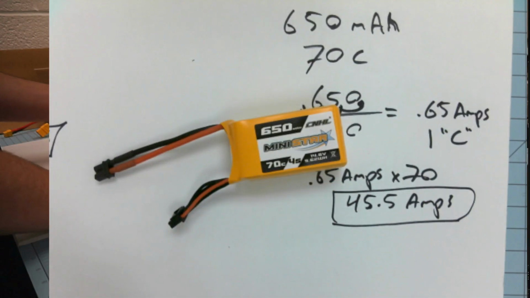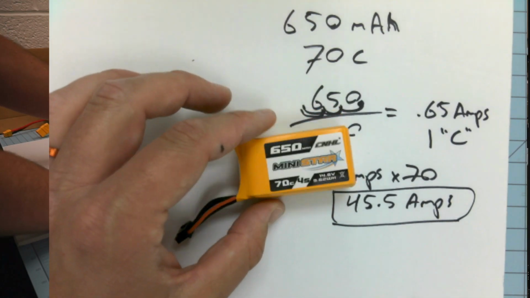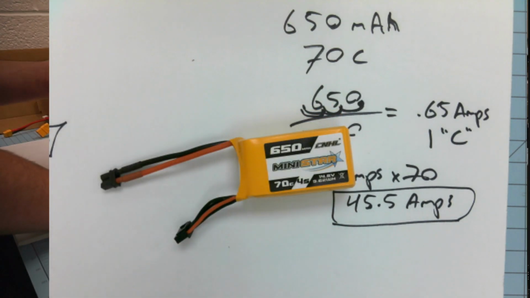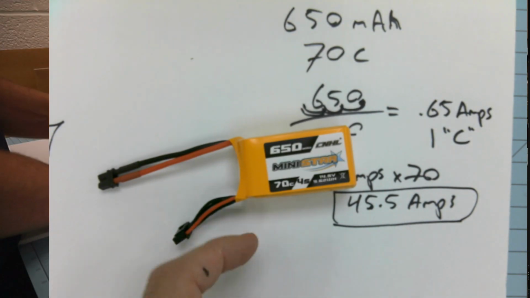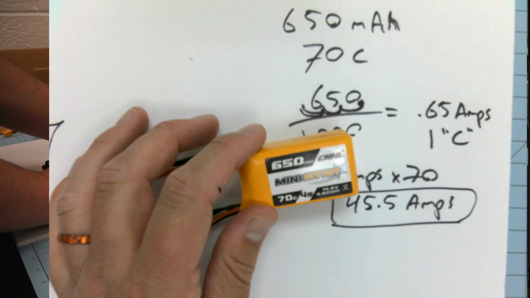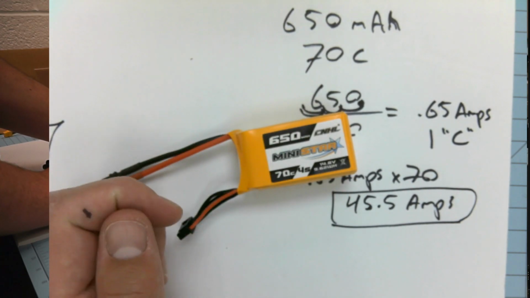If you try to pull too many amps out of a battery that's not designed for it, the battery starts to heat up as you pull power out of it. If it heats up too much, the battery can get damaged, get overheated, light on fire, lots of different things. But you don't want to overdraw your batteries. They'll definitely get damaged at a minimum.